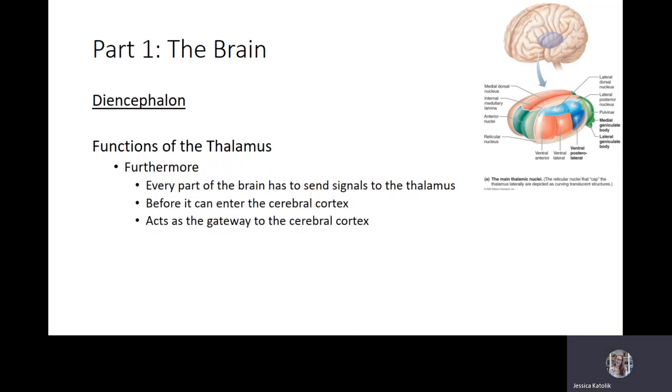Not only is sensory information going to have to go through the thalamus, every part of the brain that has to send a signal to the cerebral cortex has to go through the thalamus. So really, the thalamus is a major gateway to the cerebral cortex. So anything that has to go to the cerebral cortex has to pass through the thalamus, with the exception of olfaction.